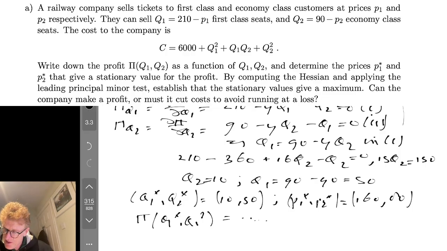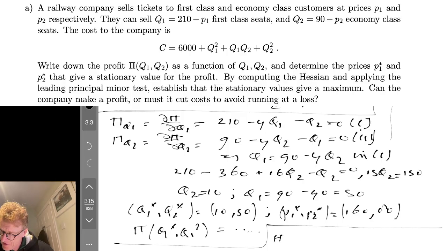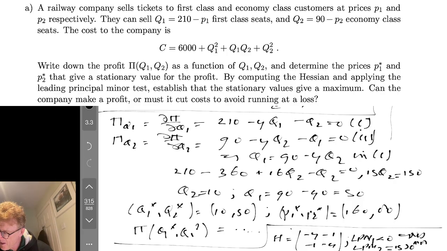Now we need to calculate the Hessian. Let's see, we can put a hash in here, so that's the twice derivative, so that's minus 4 minus 1, minus 1 minus 4, so LPM 1 is negative, LPM 2 is 16 minus 1 is 15, bigger than 0, so this is negative definite, so this is a maximum.